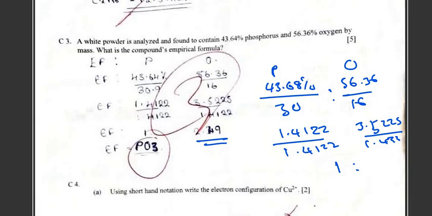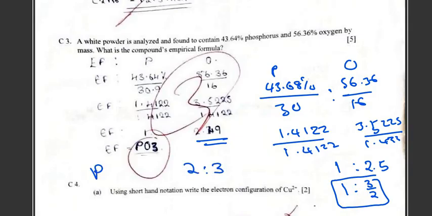3.5225 divided by 1.4122. So the answer here that he's getting is 2.49, which can be written as 2.5. Now the number here is the same as, if I write this in fraction form, 2/3. So to get rid of the 2 down here, I'll multiply everything by 2. So this will end up being 2, 3.